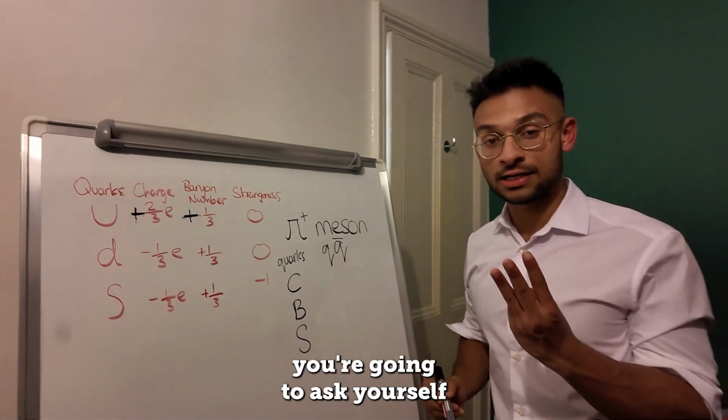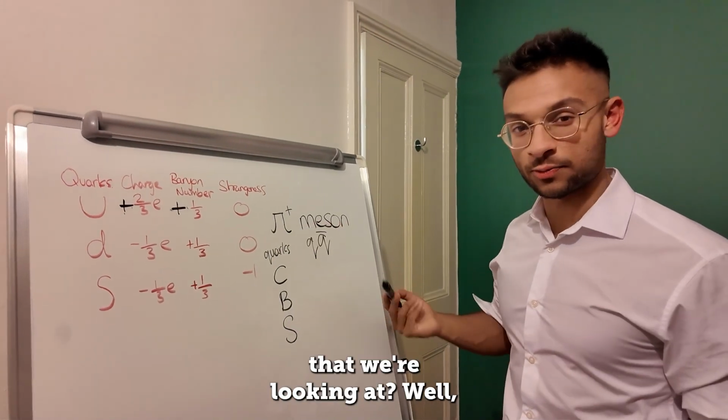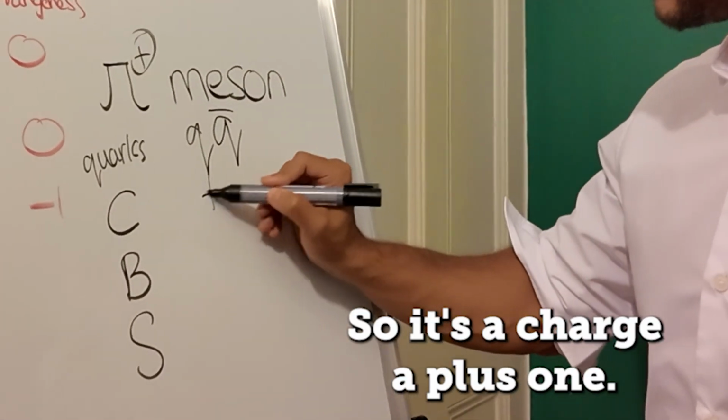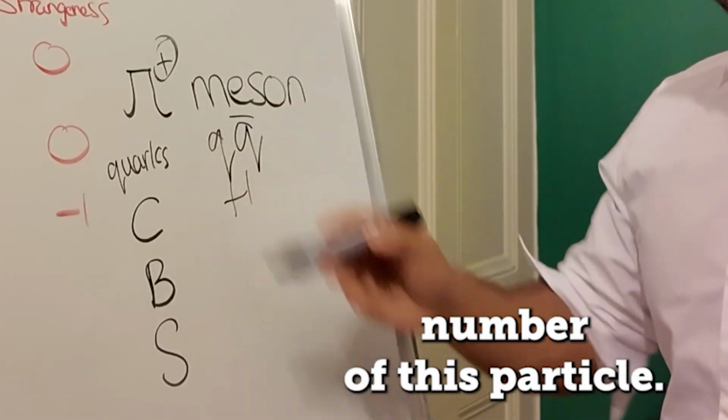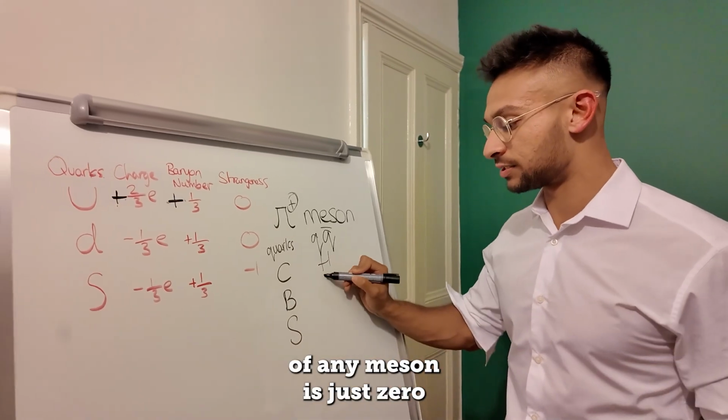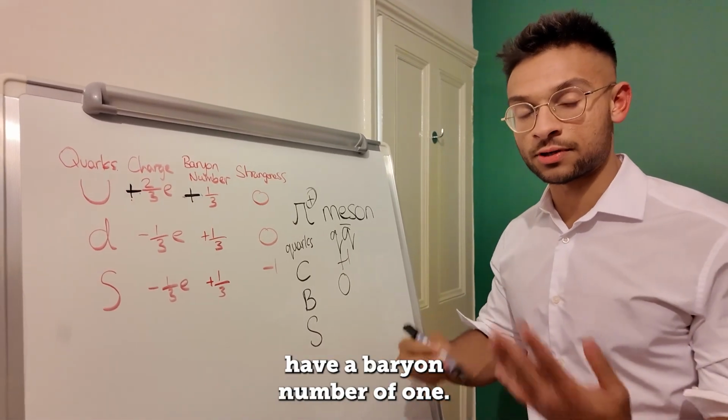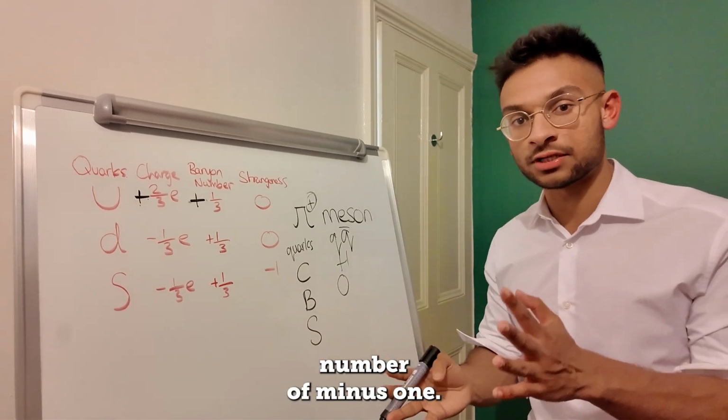The next questions you're going to ask yourself are, what's the charge of this particle that we're looking at? Well, it's a positive charge, so it's a charge of +1. What's the baryon number of this particle? Well, the baryon number of any meson is just 0, because only baryons have a baryon number of 1, and antibaryons have a baryon number of -1.